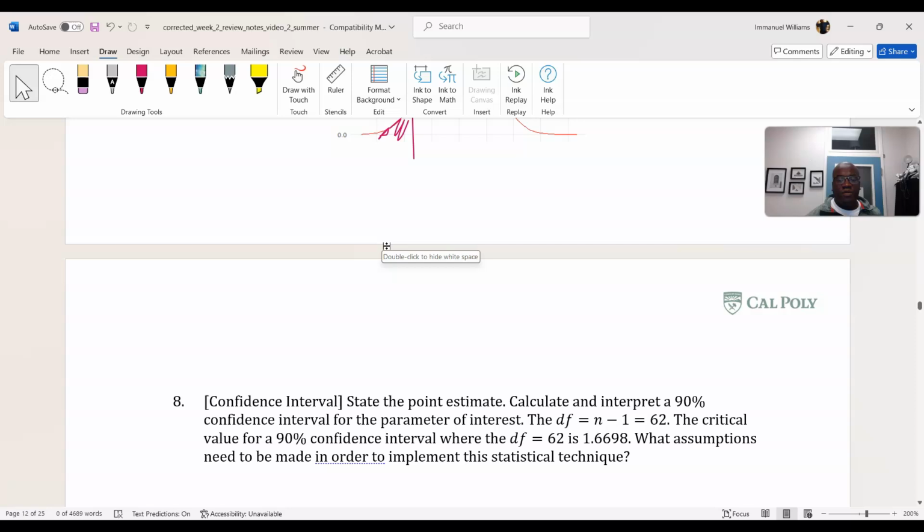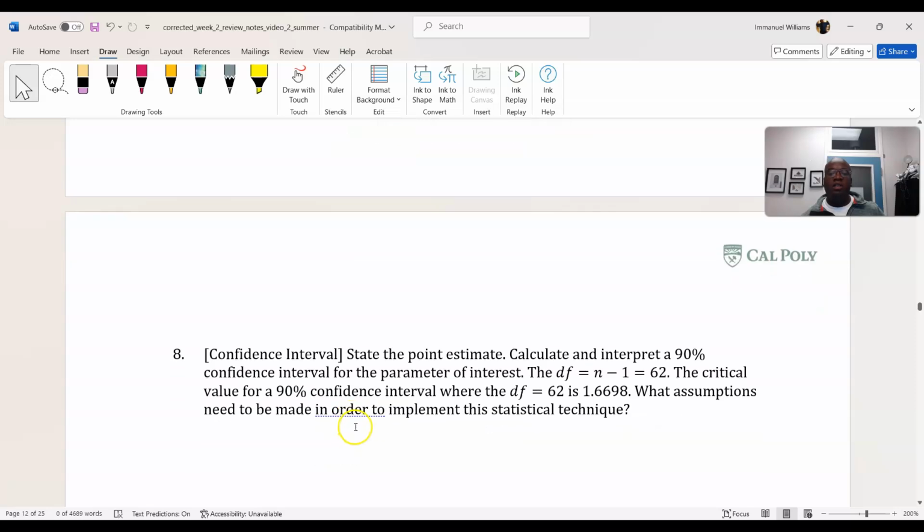All right. From there, it says state the point estimate. Calculate the 90% confidence interval for the parameter of interest. Degrees of freedom is 62. The critical value is going to be 1.6698 based on the degrees of freedom being 62. What assumptions need to be made in order to implement this statistical technique?